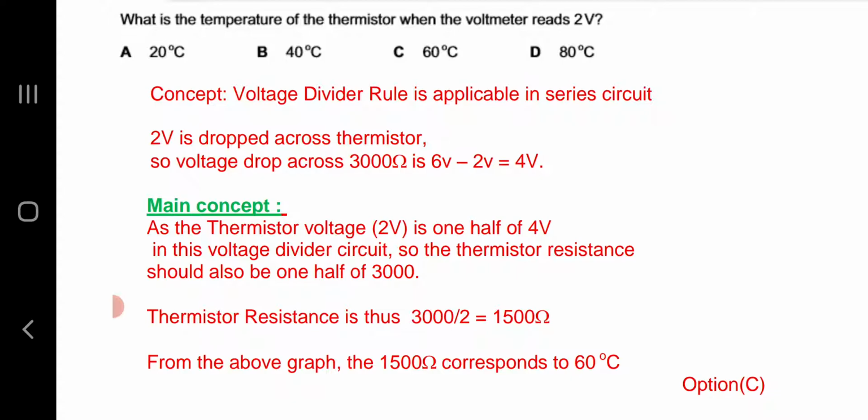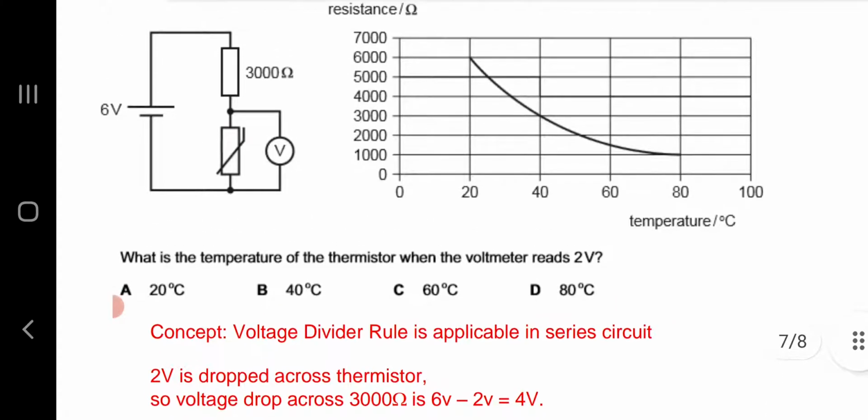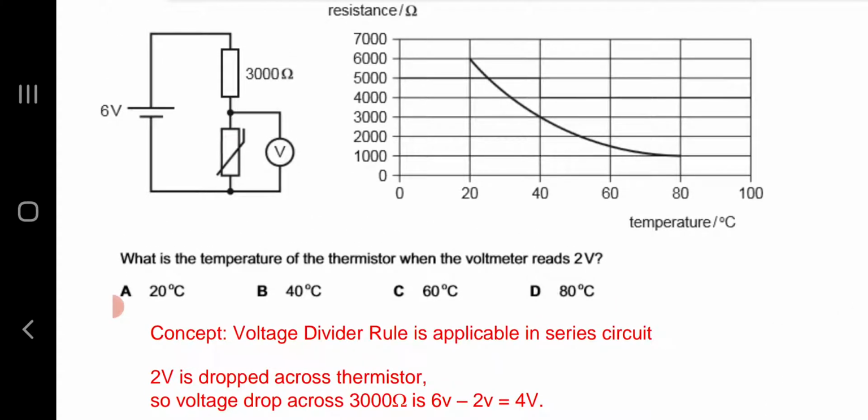Okay, so again, thermistor voltage is half the voltage of the resistor. So in the circuit diagram you can see the thermistor voltage is 2 volt and the voltage is twice across the 3000 ohm. So similarly, if the voltage is half across the thermistor, then thermistor resistance should also be half, and that is 3000 divided by 2. So it is 1500 ohm. And from the graph you can see that the 1500 ohm meets 60 degrees Celsius temperature.